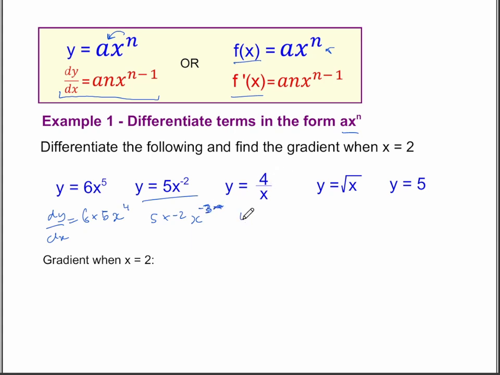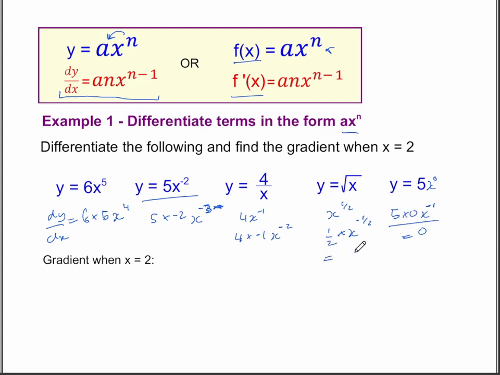Then 4 over x is just 4x power negative 1, where again, we're going to take the coefficient 4 times negative 1, x power negative 1 minus 1, which is negative 2. This is just x power a half, which again doesn't have a coefficient, so we'll just multiply a half times x power a half minus 1, which is negative a half. Then y equals 5. 5 is just 5x power 0, and therefore we'll have 5 times 0 x power 0 minus 1, which is negative 1. And obviously this is going to end up becoming 0 because you're multiplying it by 0.